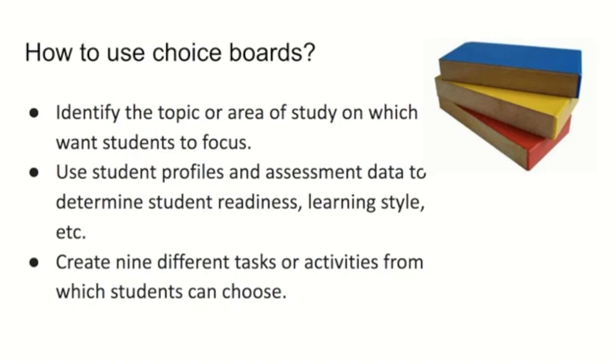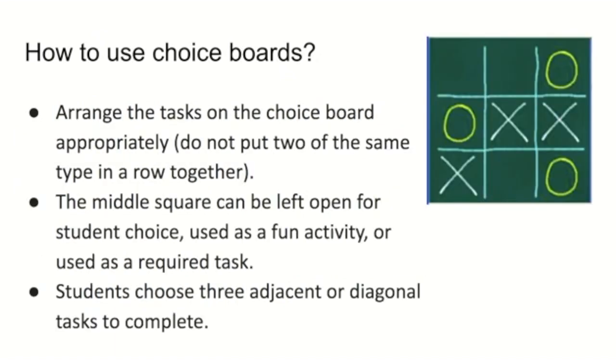And then for this tic-tac-toe board, I created nine different tasks or activities from which students could choose. My center square is the non-negotiable where I want them to start. So you arrange the tasks on the choice board appropriately. Do not put two of the same type in a row together, and I'll show you how I took that into consideration with my choice board.